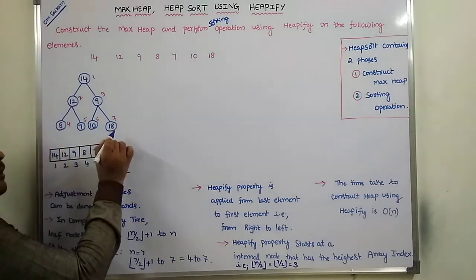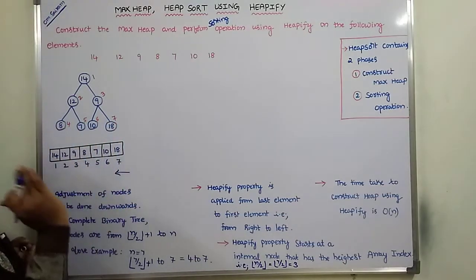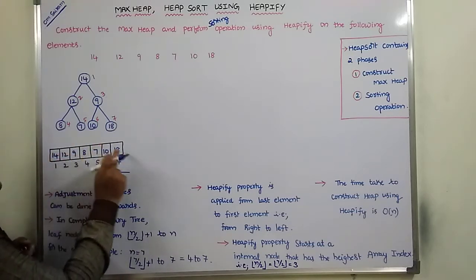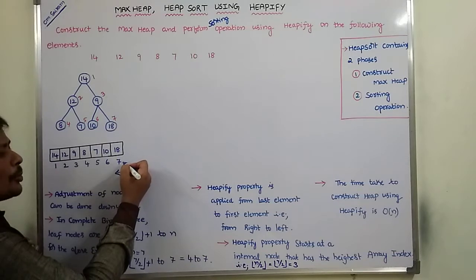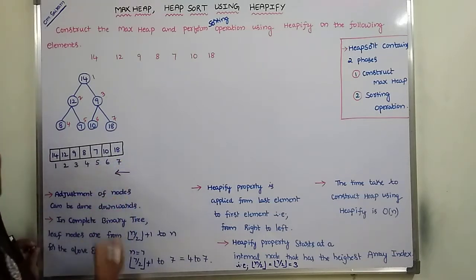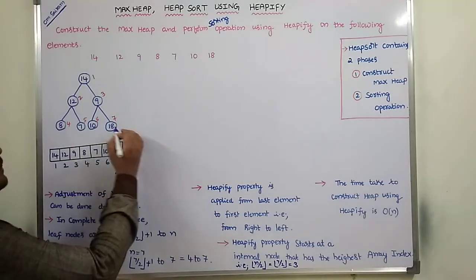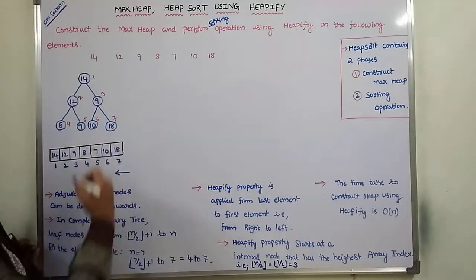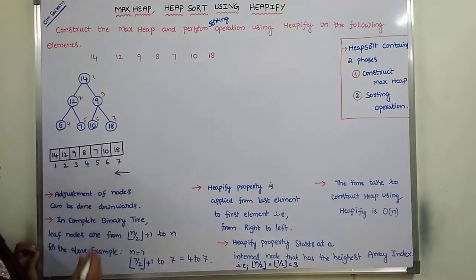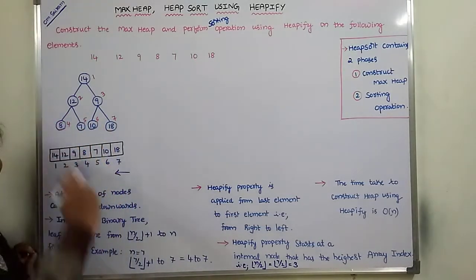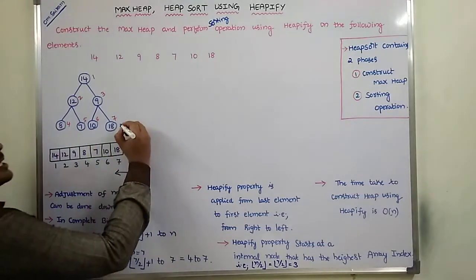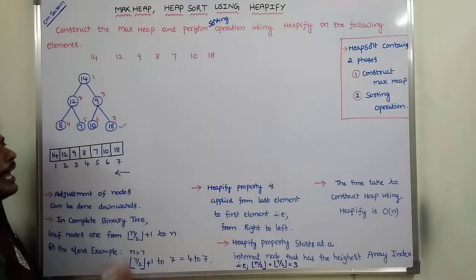Heapify starts from the last node. Here 14, 12, 9, 8, 7, 10, 18. 18 is the last node because it has the array index 7. This is the last array index. Now Heapify starts from the last node. Here we always concentrate downwards for a node. First we start at this place, 18.